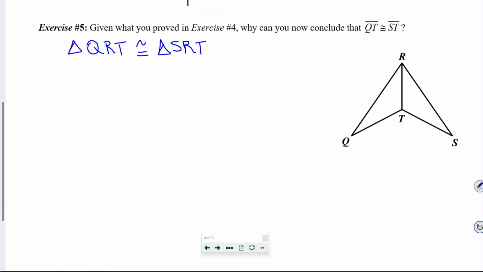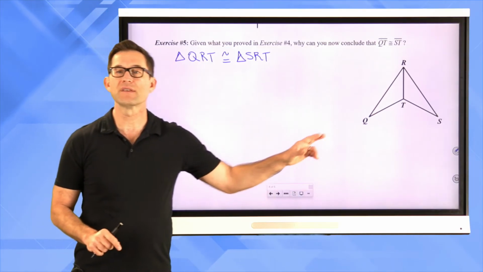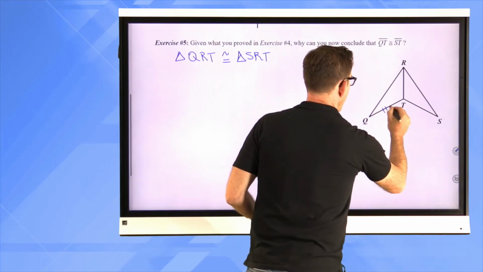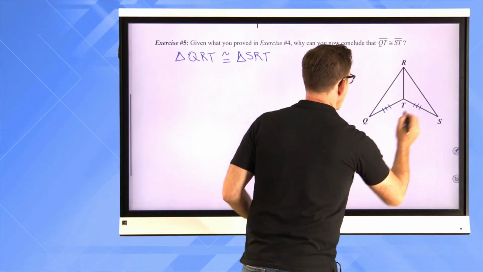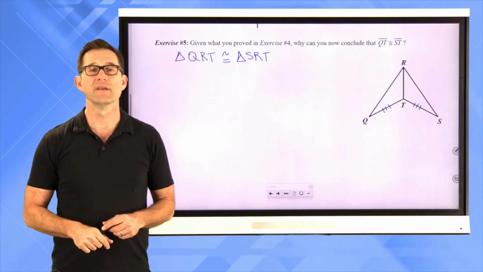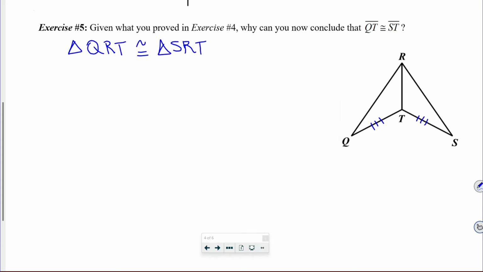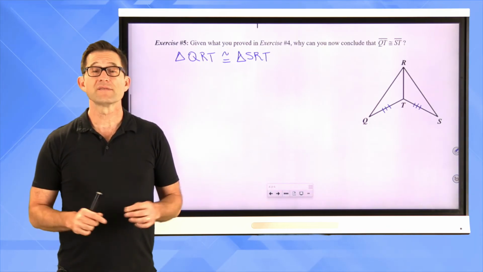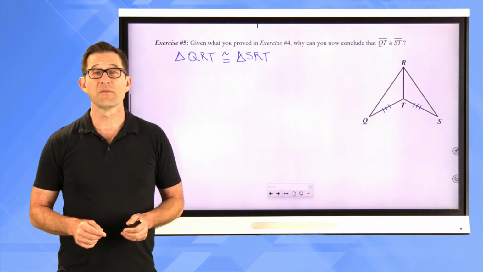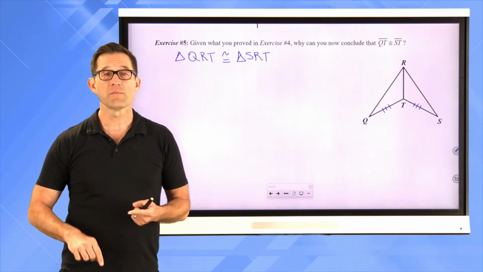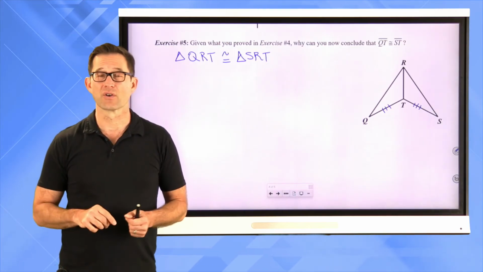Why, if we know that, can we now say that QT, maybe I'll mark this with 3 dashes and this with 3 dashes, is congruent to ST? Pause the video now and see if you can write something down. All right. Well, there's a variety of things that you could write down. You could write something simple down as just saying CPCTC. Corresponding parts of congruent triangles are congruent.